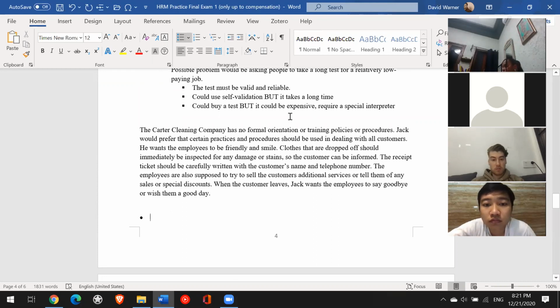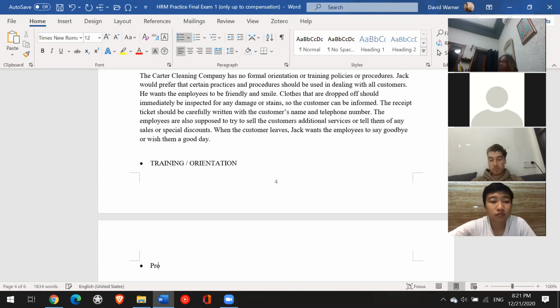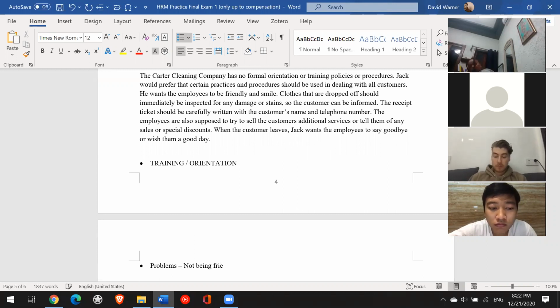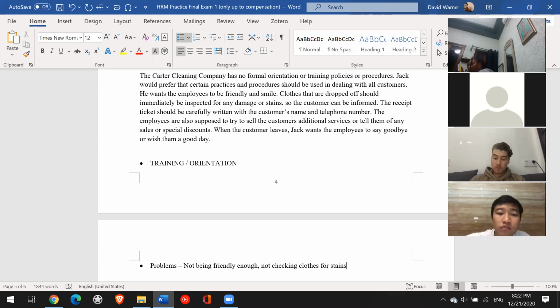What we're talking about here is training and orientation. If you wanted, you could write down some of the problems you see, like not being friendly enough, not checking clothes for stains, not giving receipts, maybe not upselling services and not saying goodbye, stuff like that.